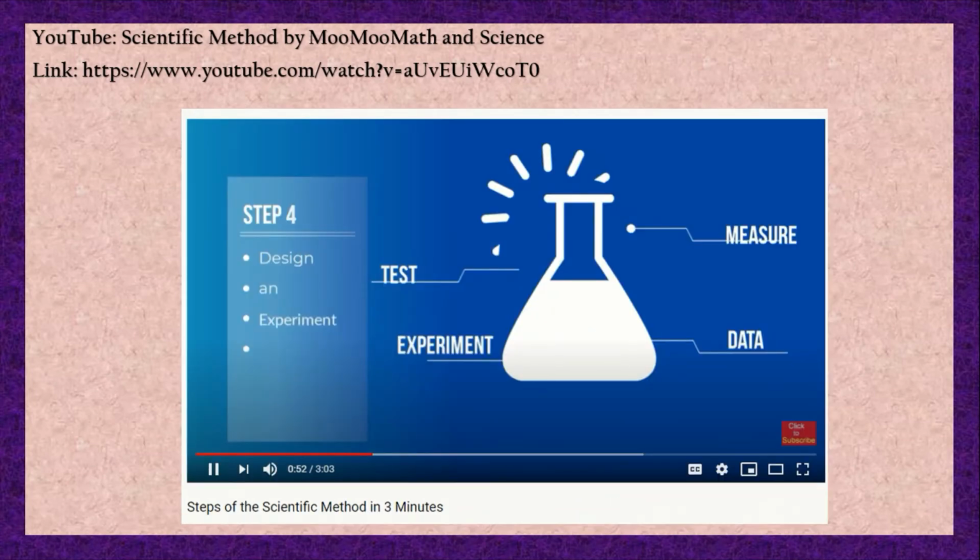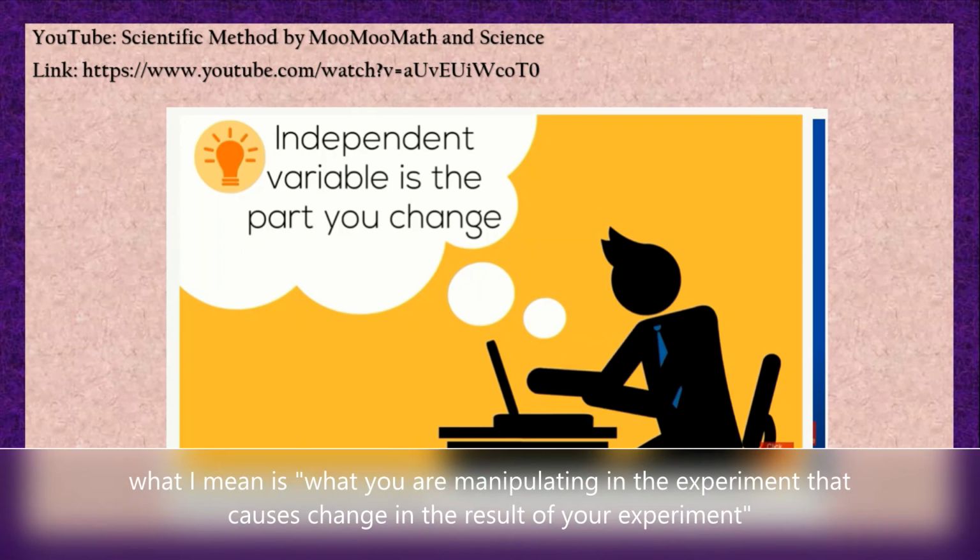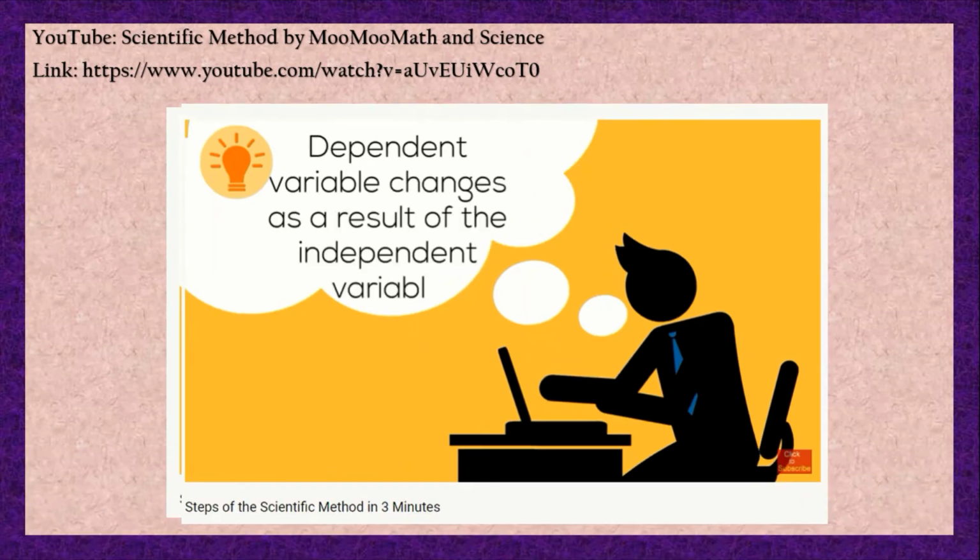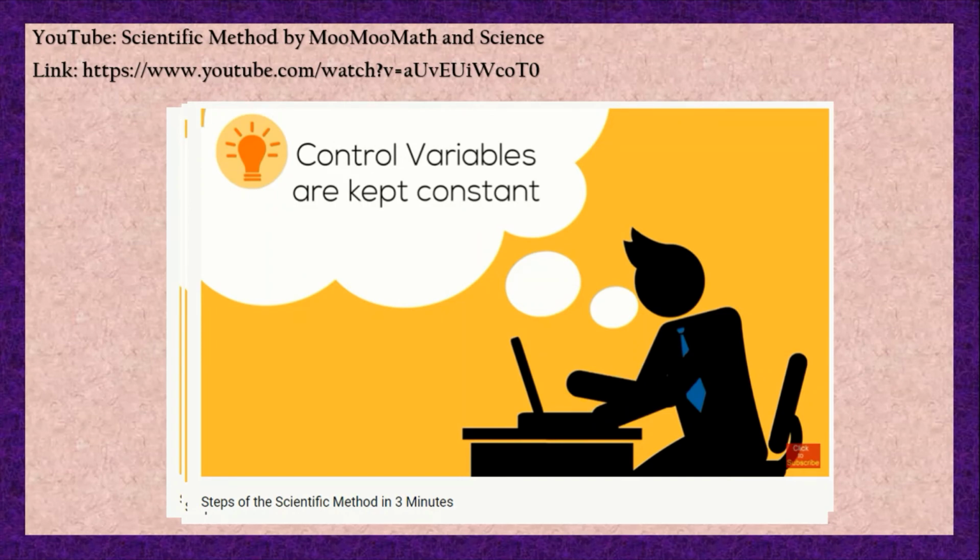Next step is design an experiment. So, for you to prove your hypothesis, whether your hypothesis is right or wrong, kailangan may experiment na i-design. When you design an experiment, you have to identify the variables, the independent variable, or ano ba yung part na change ninyo sa variable. Pangalawa is the dependent variable, which is the result of the independent variable. Control variables are the variables that you kept constant.